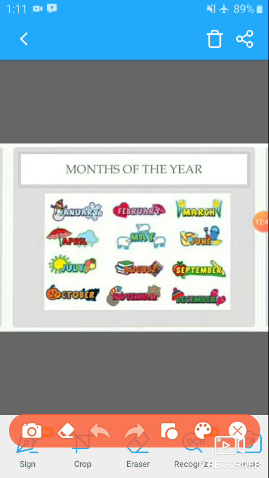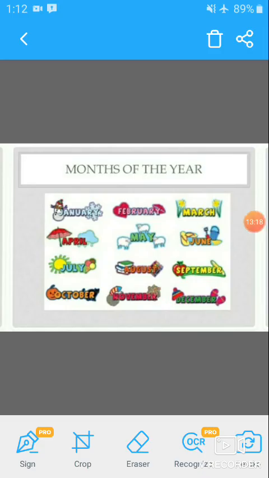Now students, let's come to the months of a year. You know very well about the months and days of a year. January, February, March, April, May, June, July, August, September, October, November, at last December. So these were the months of the year.